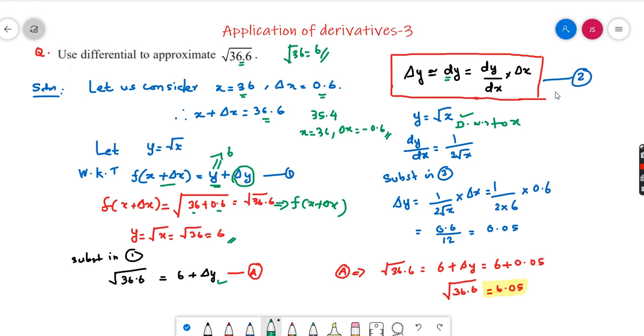Now we are substituting in this equation, so we get delta y is equal to 1 by 2 root x into delta x. So that is equal to 1 divided by 2 into root x, that is 6, into delta x, 0.6. When you substitute it, 0.6 divided by 12. When you simplify it, you will get 0.05. Now we are substituting this in equation number a. Equation number a is the square root of 36.6 is equal to 6 plus delta y. That is equal to 6 plus 0.05. When you add these two, you'll get the answer for the square root of 36.6.